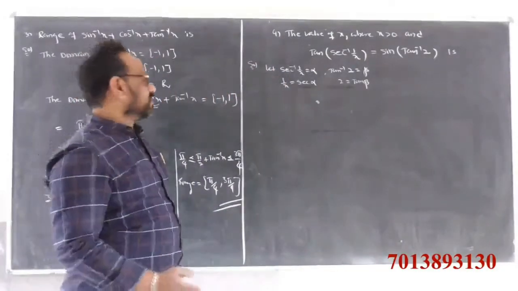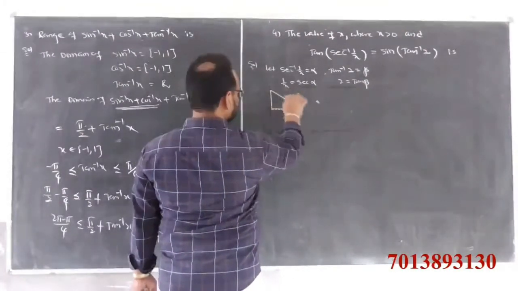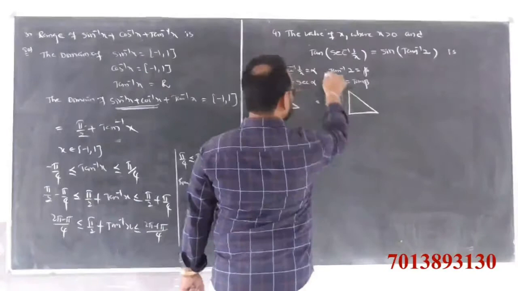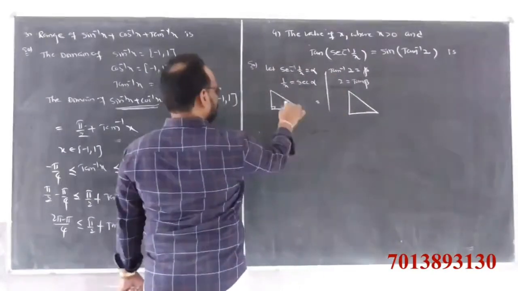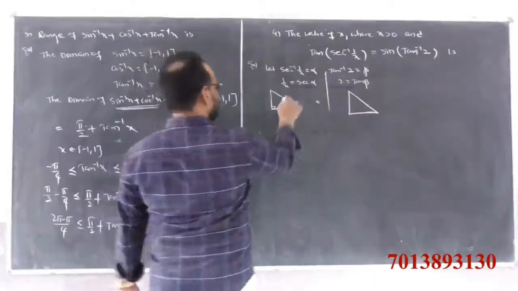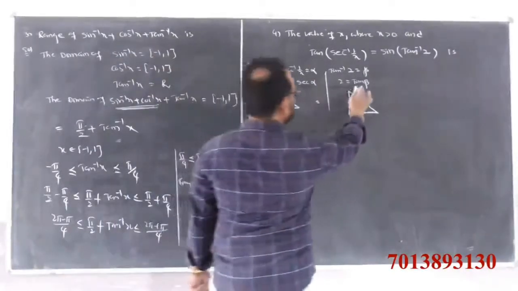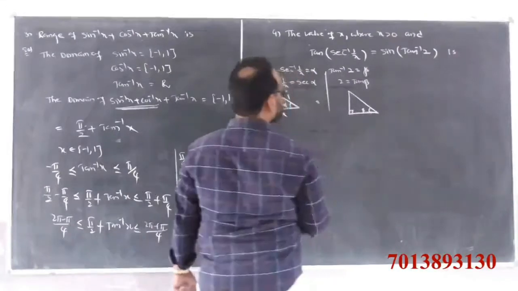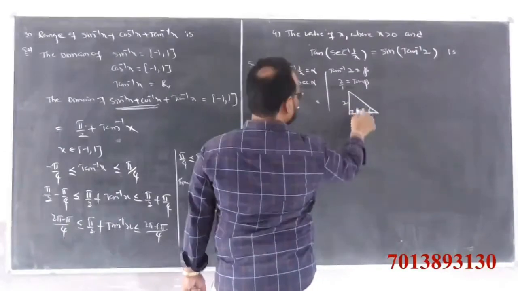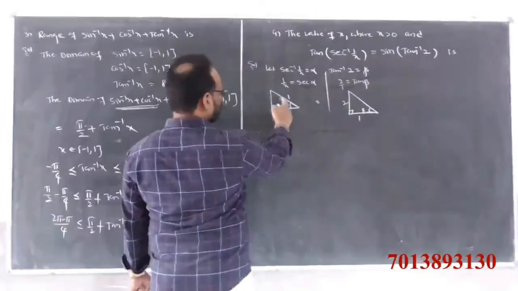So we take a right angle triangle for secant alpha, and here also we take a right angle triangle. Secant alpha means hypotenuse by adjacent side of alpha. Tan beta means opposite side to beta by adjacent side, that is 2 by 1. So what is the value of x by using the Pythagoras theorem?